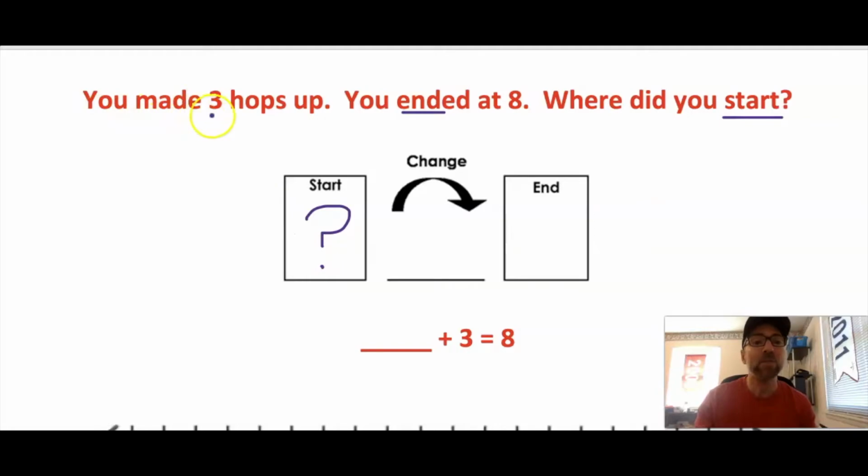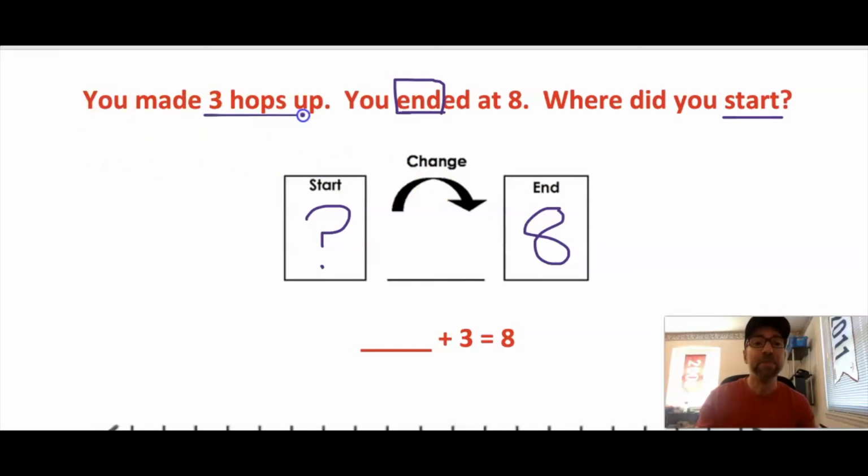You made 3 hops up. You ended at 8. Well, the end is 8. So I'm going to put an 8 in my end box.